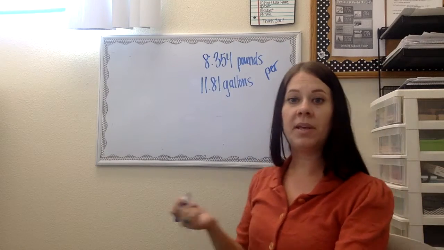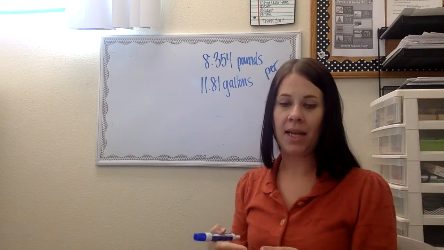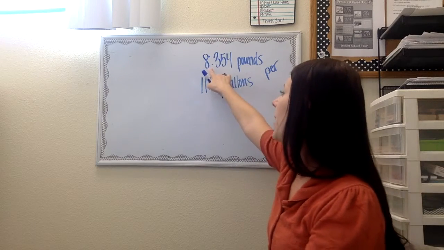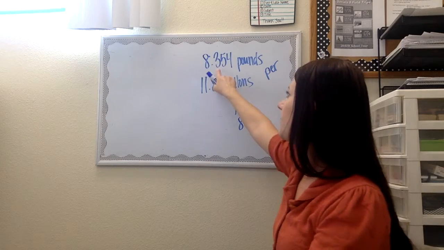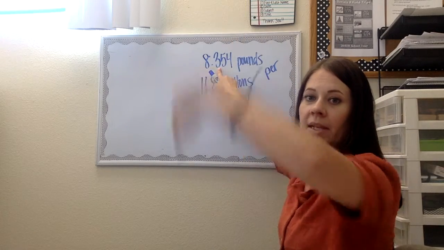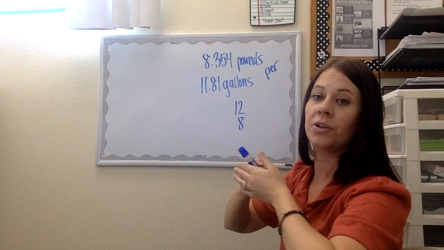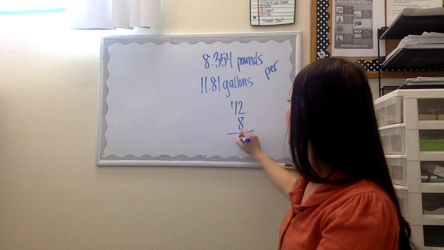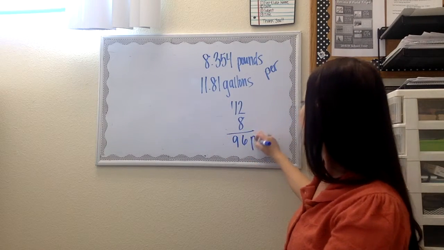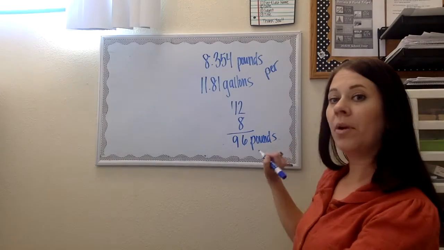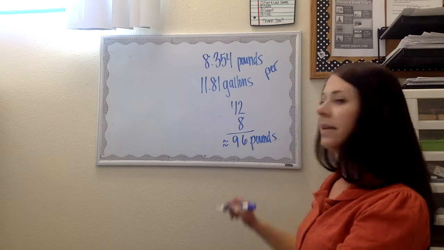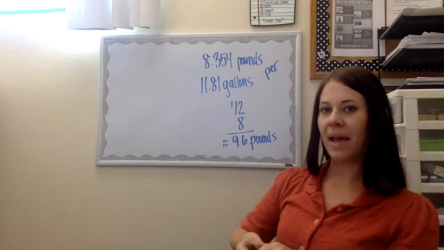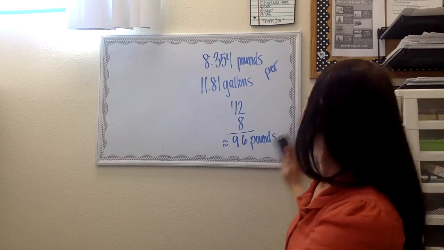So what I get to do, because I'm asked for about how many, is I'm going to make this 11.8 about 12. And the 8.3 about 8, because if this was a 5, I would go up. If it was a 4, I'd go down. That's the rule for rounding. So 12 times 8, 16, 8, 9. So about 96 pounds. Now, you can write the word about or this symbol right here, like a squiggly looking equal sign. That means about. So about 96 pounds.